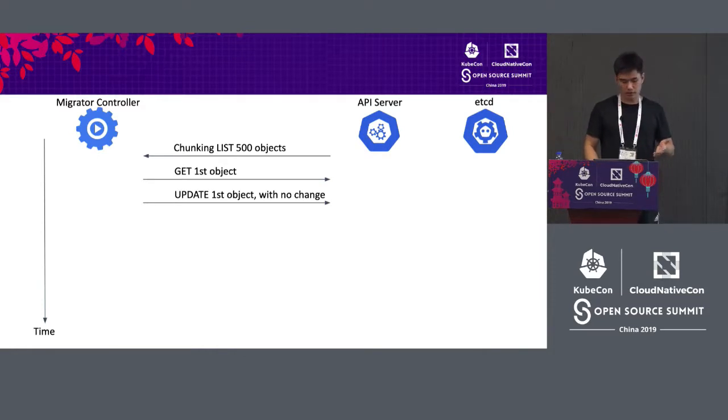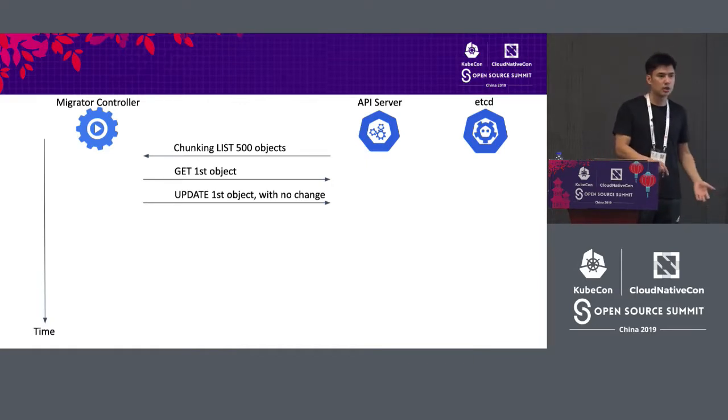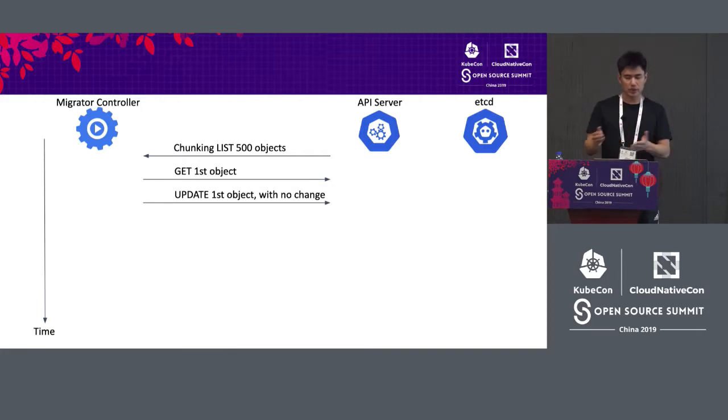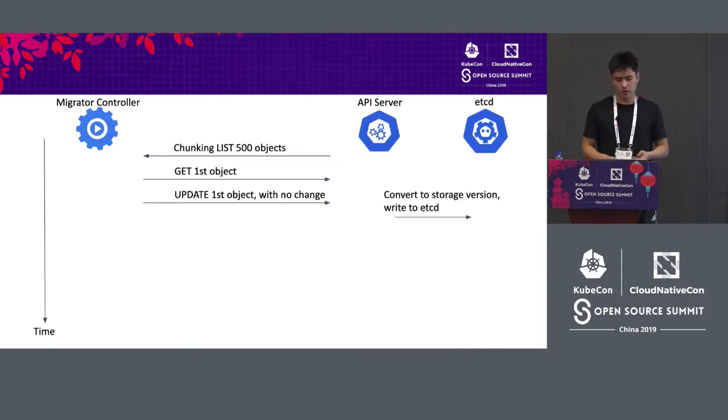The migrator controller itself is actually dumb. It doesn't know all those API versions. All it does is read the object and then write it back to the API server. And the API server, once it receives the object, will convert it to the storage version and write it to etcd. If the object is already in the storage version, then the API server will not do anything. It will just return with a no-op. So this is how the migration is done. It relies on the API server to do the conversion.